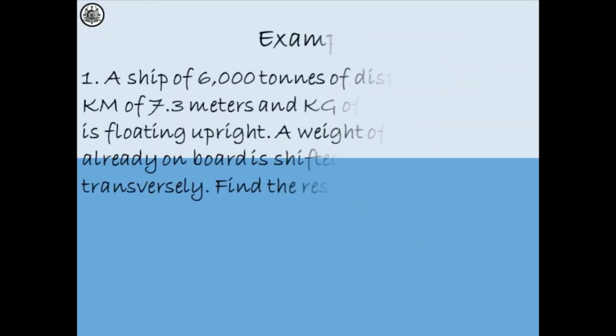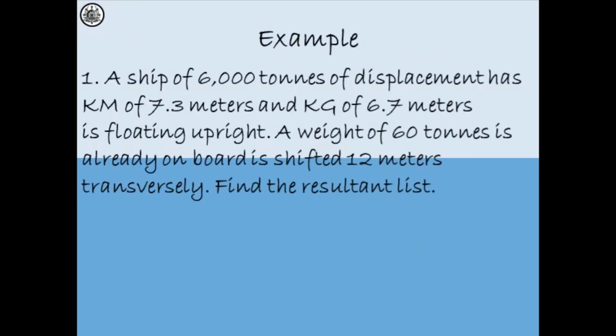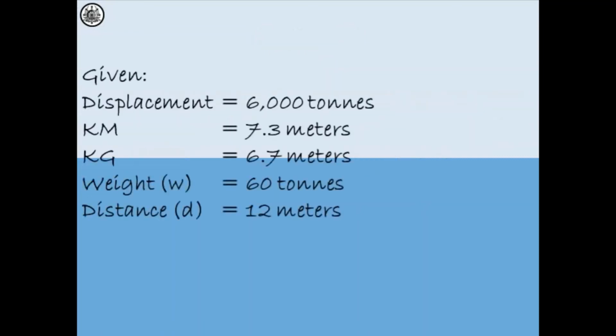A ship of 6,000 tons displacement has KM of 7.3 meters and KG of 6.7 meters, and is floating upright. A weight of 60 tons already on board is shifted 12 meters transversely. Find the resultant list. Given: displacement is equal to 6,000 tons, KM is equal to 7.3 meters, KG is equal to 6.7 meters, weight is equal to 60 tons, distance is equal to 12 meters. Required: list.